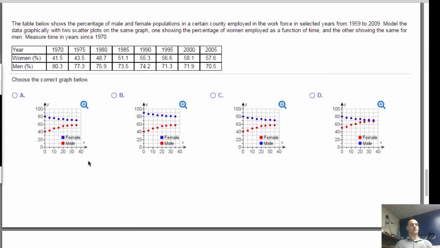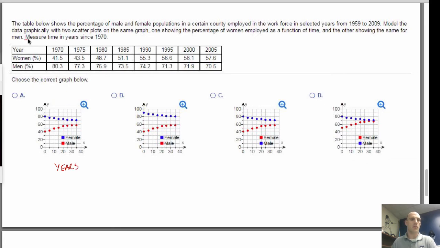This is a graphical representation of some data. The table below shows the percentage of male and female populations in a certain county employed in the workforce selected from 1959 to 2009. Model the data graphically with two scatter plots on the same graph, one showing the percentage of women employed and the other showing the same for men. Okay, so let's just look for a second here. Down at the bottom, these are the years. Okay, so years.